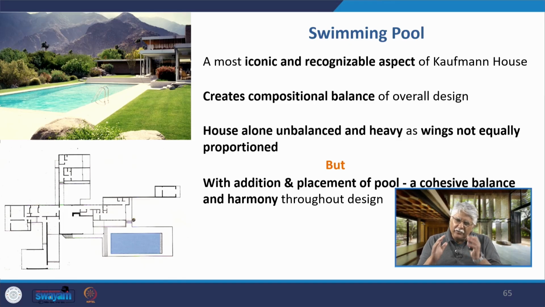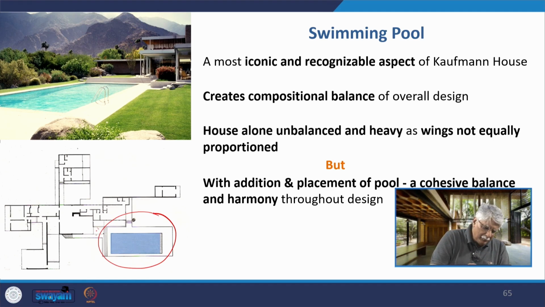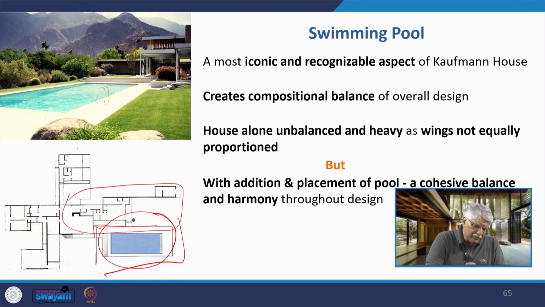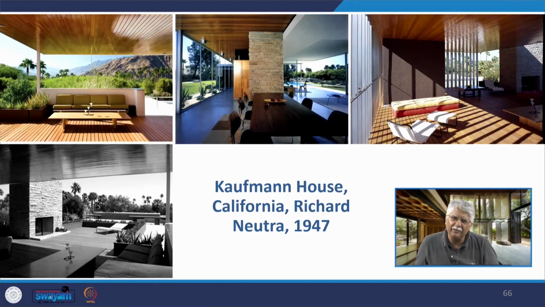It creates a compositional balance in the overall design. The house without the pool seems unbalanced and heavy, as the wings are not equally proportioned in the pinwheel design. But with the addition and placement of this pool, there is an entire cohesive balance and harmony throughout the design. Remove this pool and the house looks a little unbalanced. This side seems to be way too extended. Put the pool here and the house gets into a kind of design balance. These are some of the other pictures of the Kaufmann house.